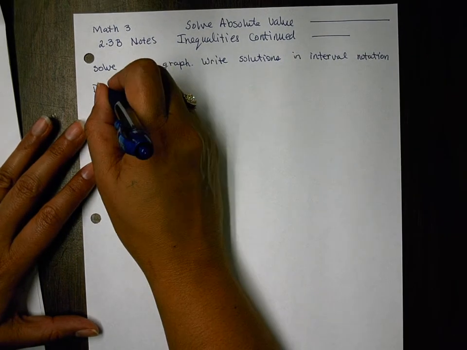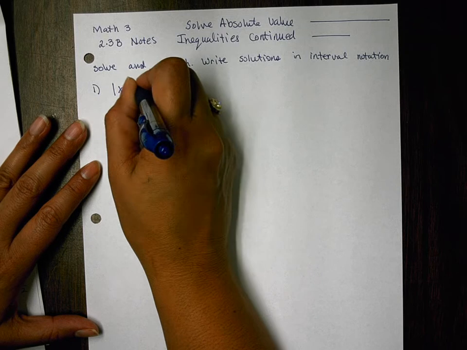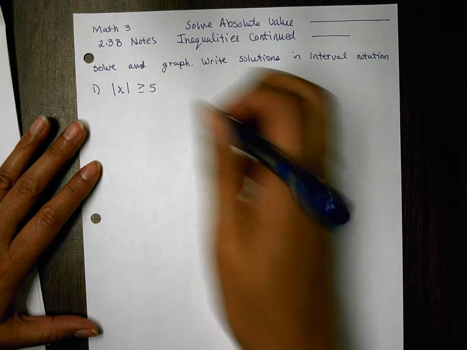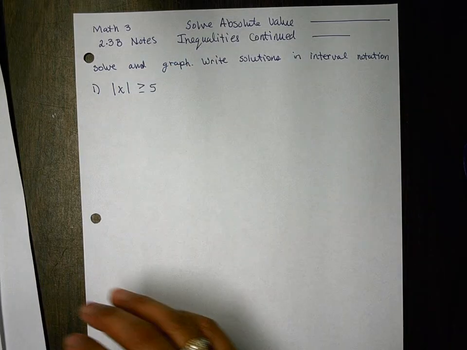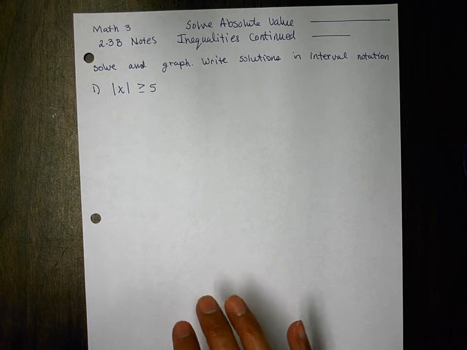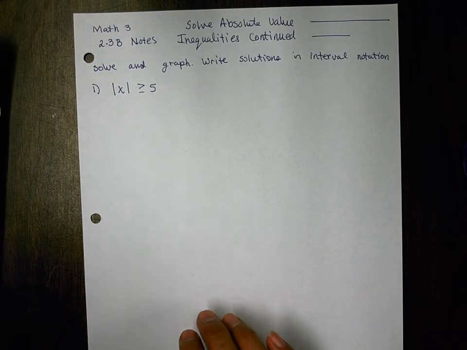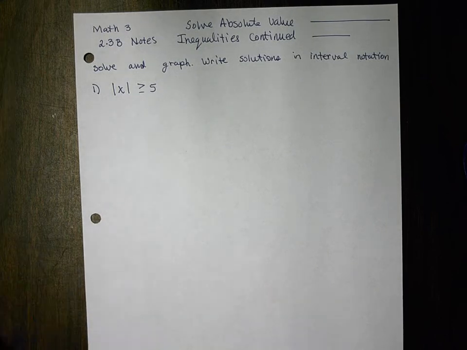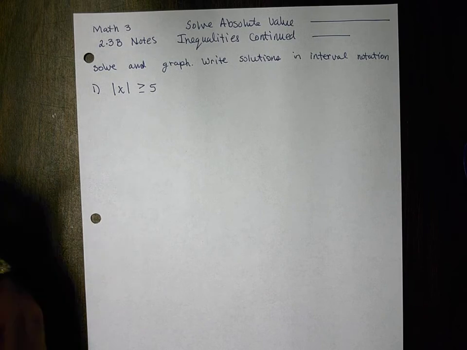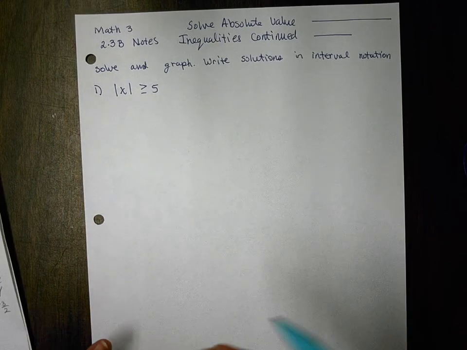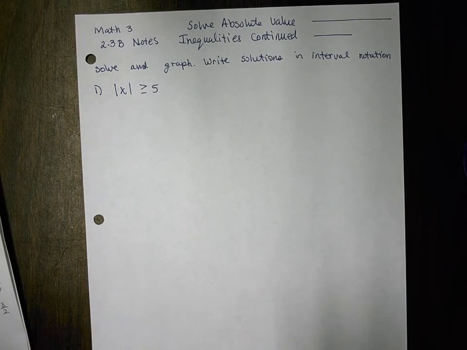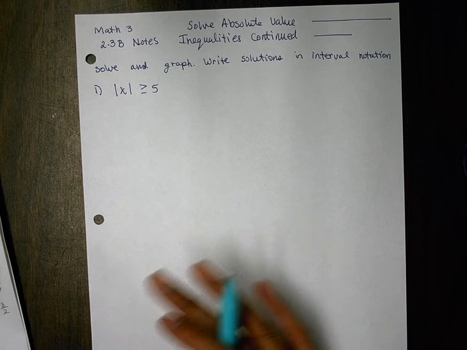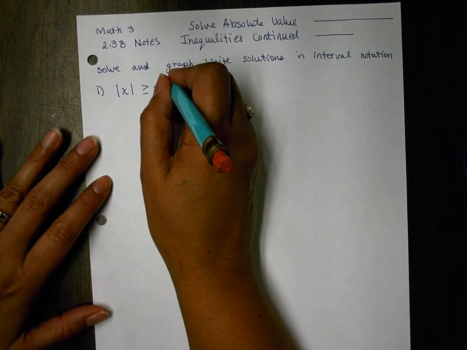Okay, number 1. Absolute value of x is greater than or equal to 5. For now, I'm just going to show you how to set them up. When we're in class together, I'll show you more of the how and the why we set them up this way. So for now, I'm just going to give you the shortcuts, the basics, how to get this done, and then we'll go over more of the how and the why in class.